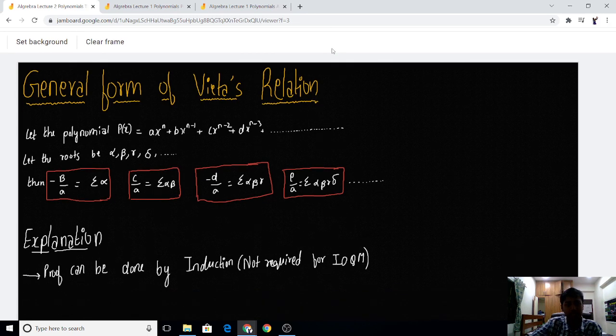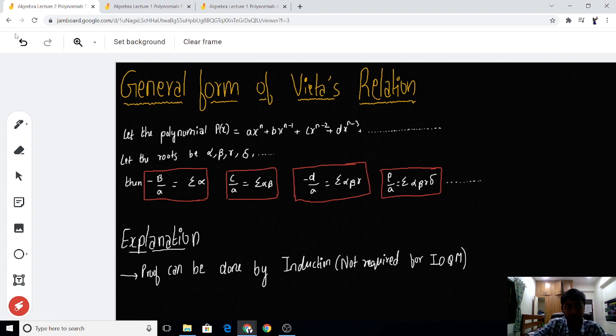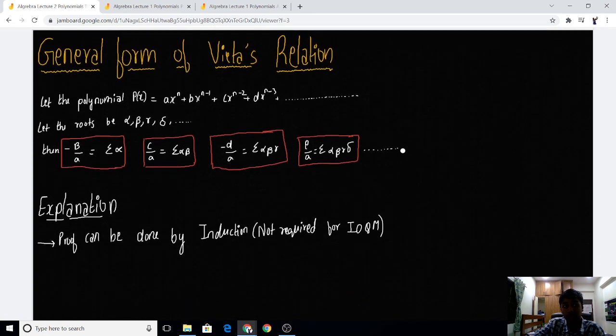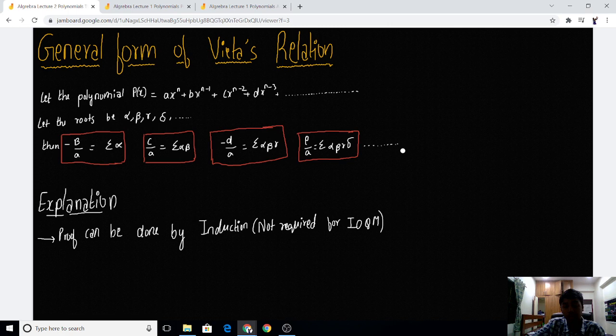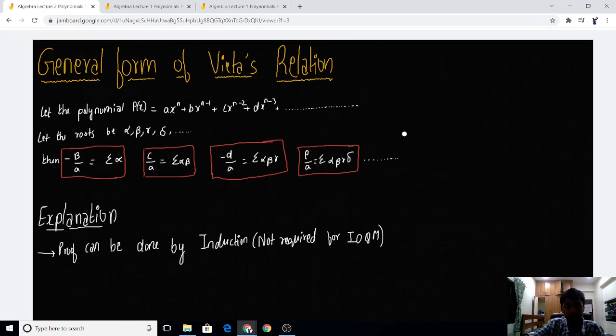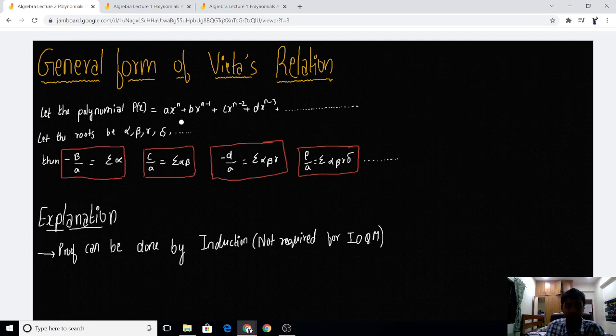Now, by saying the general form, because we can't just say the Vieta relation only up to cubic. We can't again give for biquadratic, then fifth degree polynomial, then sixth, seventh, eighth. Obviously, it's not possible to learn. So we are just generalizing the Vieta relation.